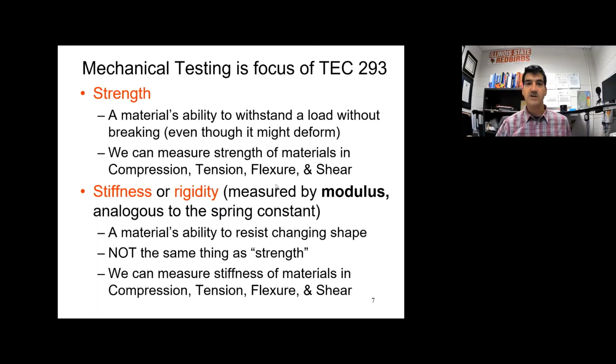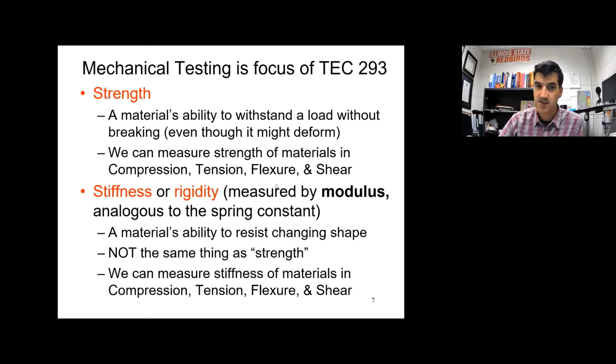All right, so you should know that first bullet point, what the definition of strength is. There are different kinds of strength, and we will talk about tensile strength and compressive strength and flexure, that's when I bend it like this, and shear. We don't do shear on something like this, but if I was to pull on this side and push on that side and try to get it to slide against itself, that would be shear.